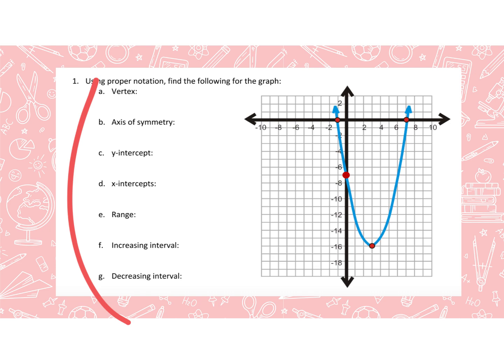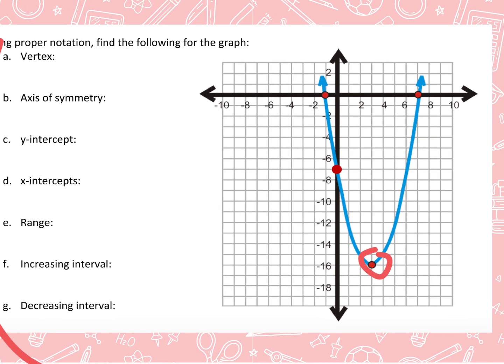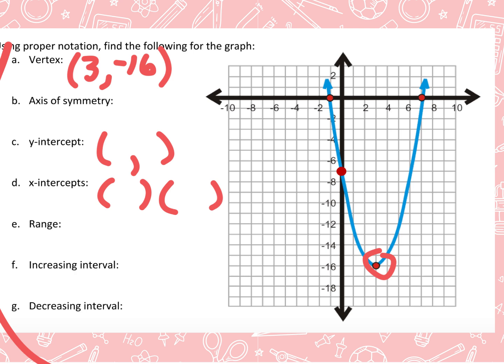Okay, so the vertex. That's this spot right there. Regent, what's the vertex? 3, negative 16. Good. And that's a point. A point. Not an interval. When I put the y-intercept, that's also going to be a point. When I do the x-intercepts, there's 2 of them. That's also going to be points.